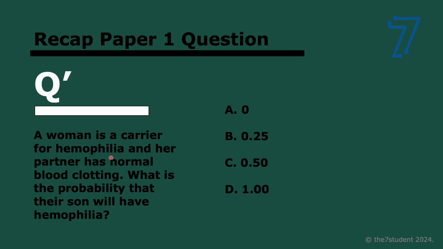A woman is a carrier for hemophilia and her partner has normal blood clotting. What is the probability that their son will have hemophilia? Okay, think about it. I don't want to wait, so I'm going to count down from 3. You can pause now, and then we'll show the answer. So 3, 2, and 1.